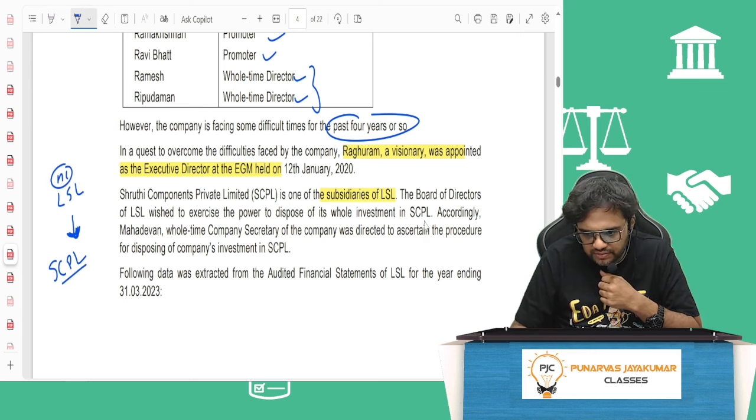What would be the net worth? Net worth will be like this. Paid up capital 50, general reserve I have to add 54 here. Securities premium account I have to add 5. Accumulated loss I have to subtract 7. Deferred revenue will go. So ultimately my net worth will be 100.